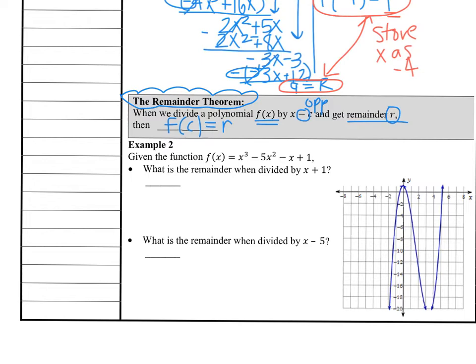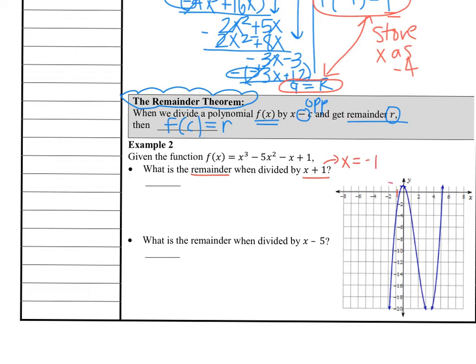So here we go. Given the function, here it is, and then here's the graph of it. What is the remainder when it is divided by x plus 1? When it's x plus 1, the first thing we want to do is change it to its root. So if x plus 1 is a factor, it becomes x equals negative 1. Then we want to find negative 1 on the graph.